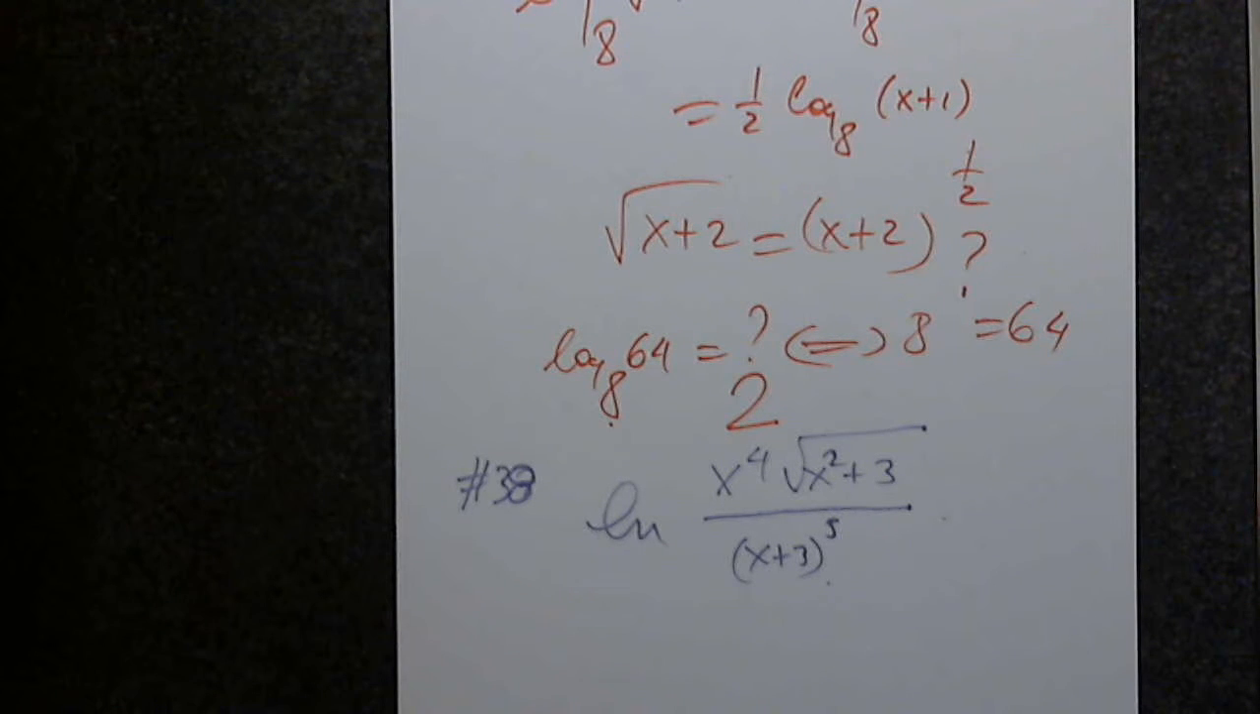Perfect. How many factors do we see in the denominator? One. How many, at the end of the day, will have a minus in front? One. Exactly, the one coming from the denominator. Excellent.